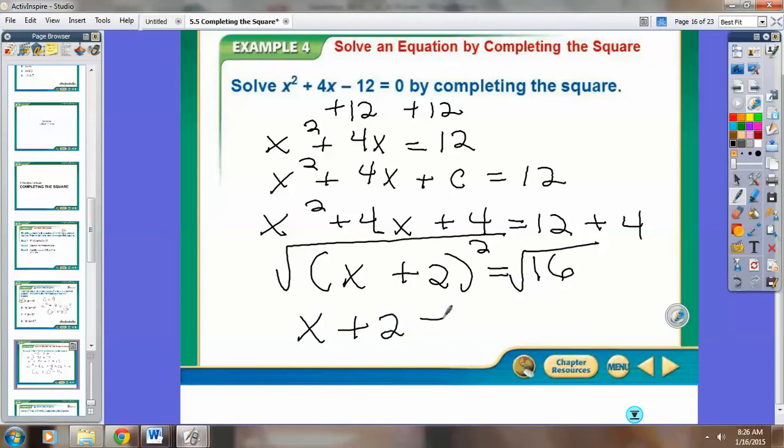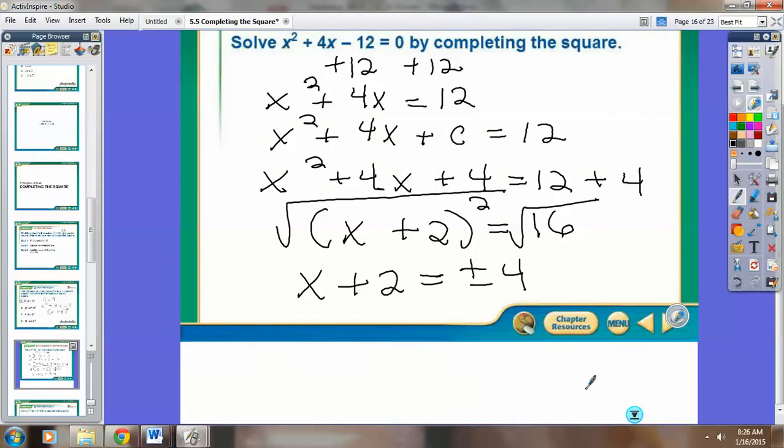x plus 2 equals... We also learned a couple days ago that when you take the square root, you also have to add in plus and minus. And plus and minus goes on the 4. The square root of 16 is 4. So let's figure out what x is. To do that, I'm going to subtract 2. So I have x equals negative 2 plus or minus 4.